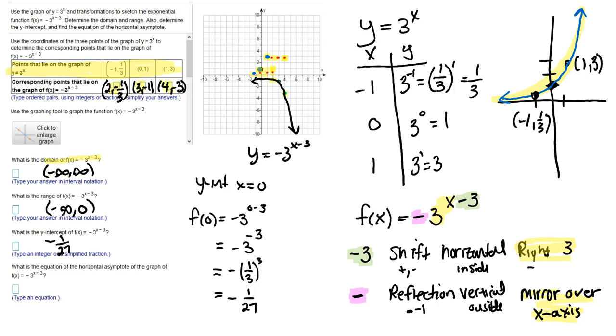Then it says, what is the equation of the horizontal asymptote? Okay, your horizontal asymptote on the original graph was right along the x-axis. That's the line, the horizontal line, y equals 0. And since we only did a shift to the right and a reflection, our horizontal asymptote didn't move, and it is still y equals 0.